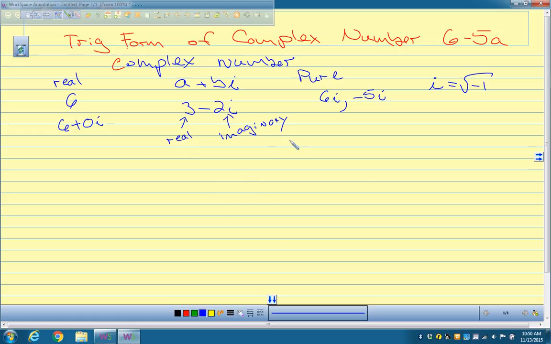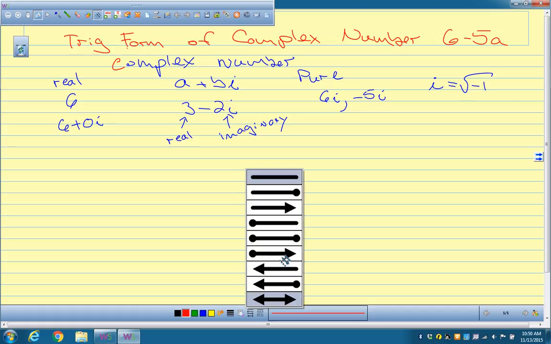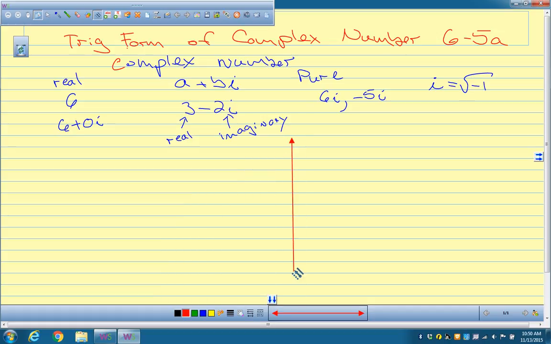Okay, so then we have this thing that's going to be confusing to you called the complex plane. Okay. And the complex plane looks like this and this. It looks just like the xy plane, except over here this is the real axis, okay? And this is the imaginary axis.